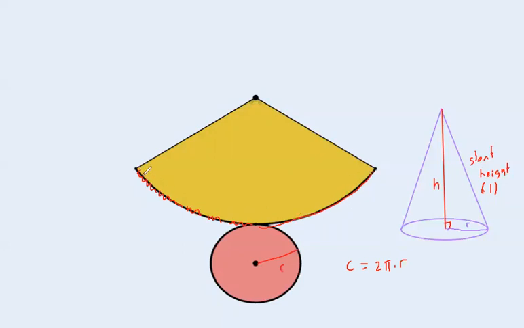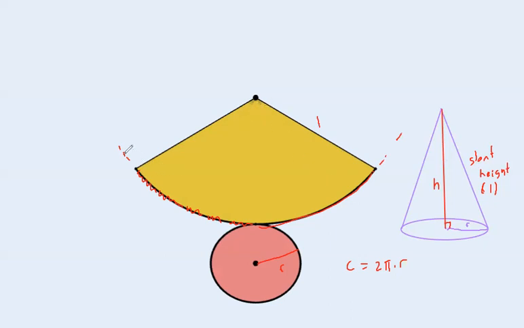This distance is the circumference of the circle, but at the same time, it is an arc of the larger circle if you extend this one. If you extend it this way, you are going to get a bigger circle with the radius of this piece. If you were really careful, this was the same as our slant height, which is L.